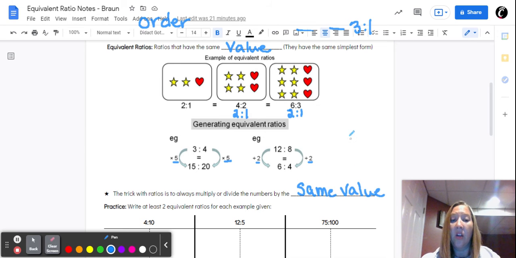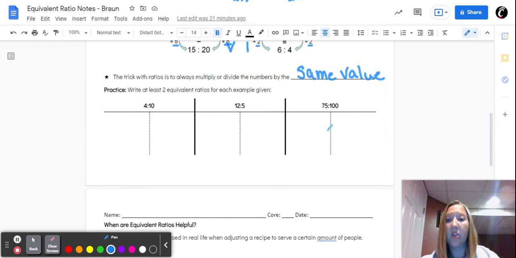Okay. So we're going to do some practice. We want to write at least 2 equivalent ratios for each example given. And you can probably come up with more. I mean, you can come up with an unlimited number if we kept going. But we're just going to do 2 examples for each. So starting with 4 to 10, I am going to start by dividing this by 2, because I can divide both 4 and 10 by 2. And if I do that, 4 divided by 2 is 2, and 10 divided by 2 is 5. So 4/10 and 2/5 are equivalent ratios.